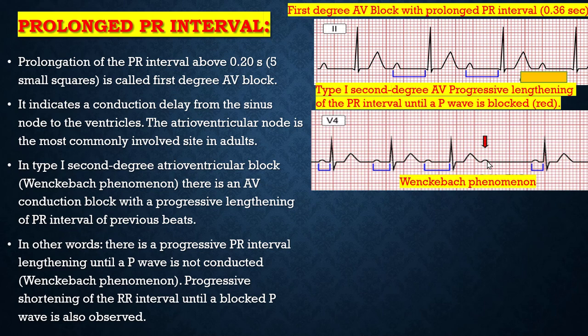In other words, there is a progressive PR interval lengthening until a P wave is not conducted. Wenckebach phenomenon. The PR interval becomes progressively prolonged, and at one point there is a dropped beat. The P wave is not followed by a QRS complex, and there is no conduction from the SA node to the ventricle. This is called the Wenckebach phenomenon.